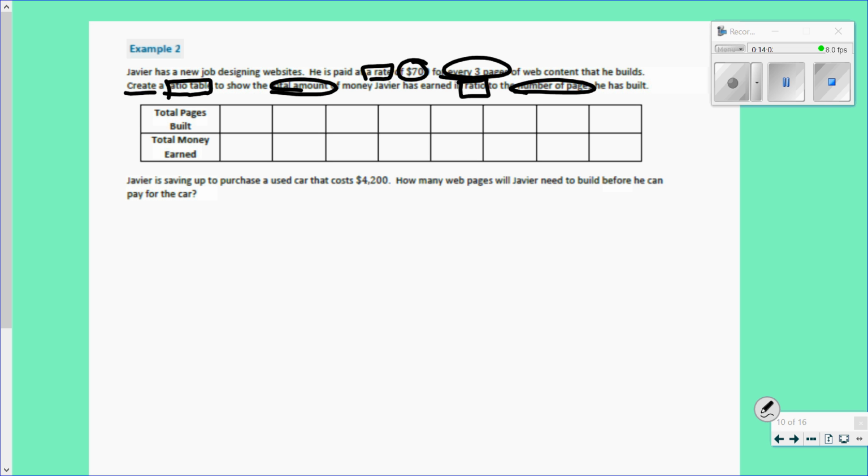How many pages? Nathan? 3 pages. And how much money did he earn? 700. Is there anyone who does not understand where those 2 numbers came from?